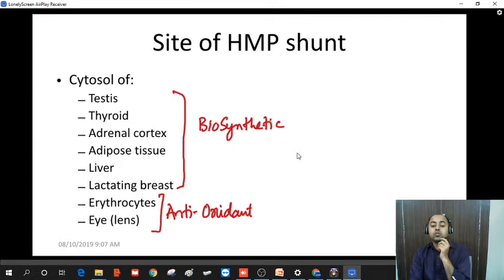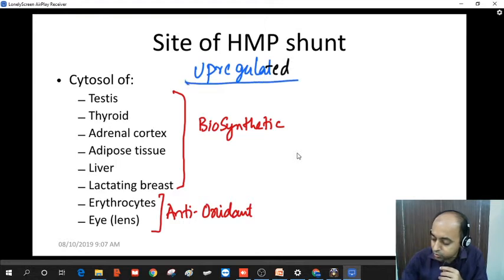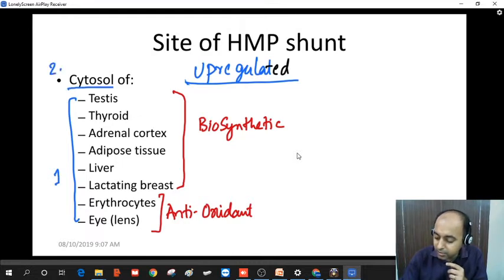Okay. So these are the organs where HMP shunt is upregulated. Remember, some amount of HMP shunt is occurring in all the tissues. In these tissues, it is upregulated. It doesn't mean the HMP shunt does not occur in other tissues. It does occur in all the tissues. So this is point one, location, and point two, the compartment, that is the cytosol.